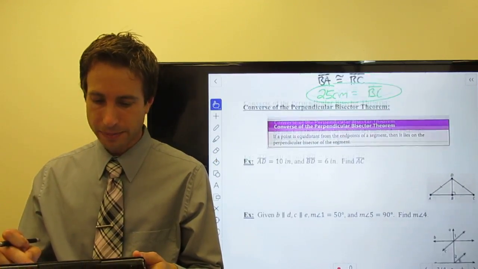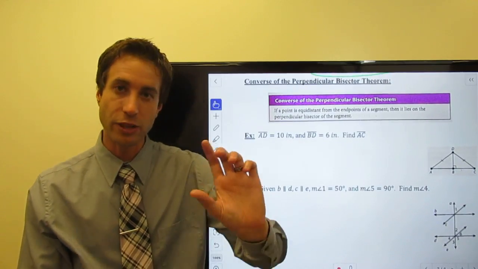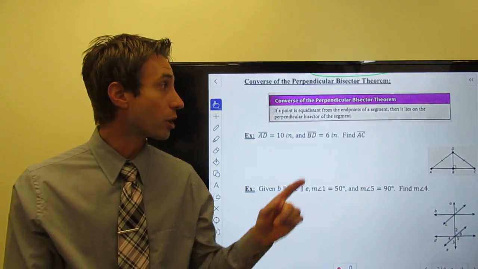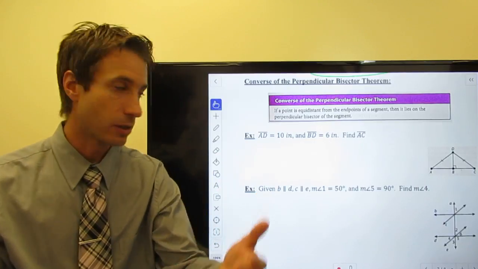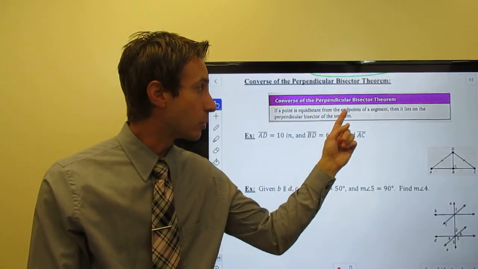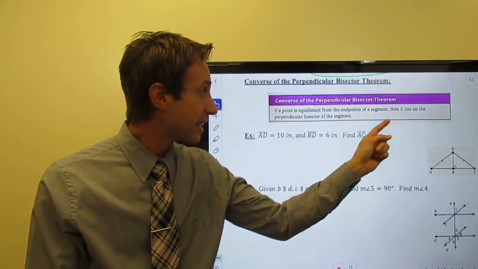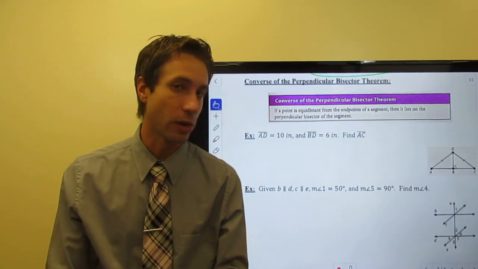All right, here's what we've got. Converse statement, right? We've been talking about converse statements. You switch the hypothesis and the conclusion. So we're going to do the converse of the perpendicular bisector theorem. Here's what it says. If a point is equidistant from the endpoints of a segment, then it lies on the perpendicular bisector.